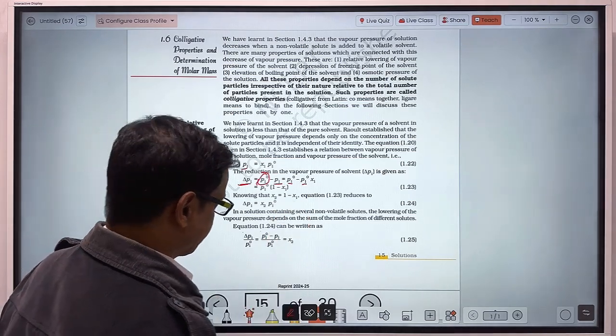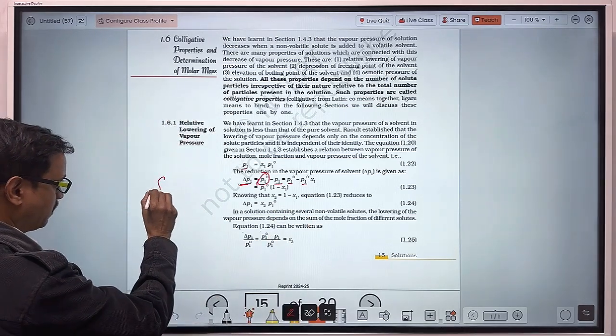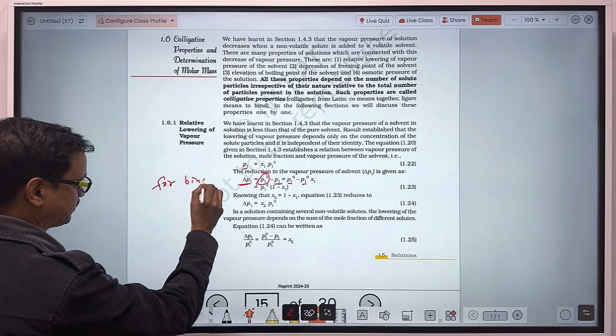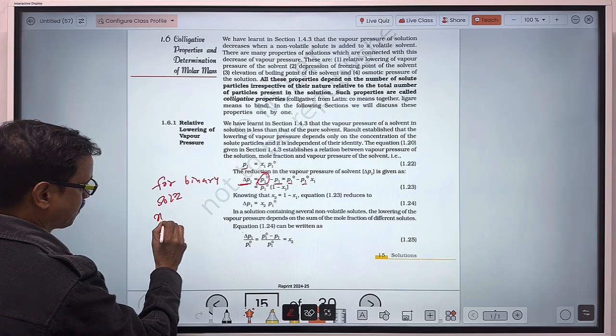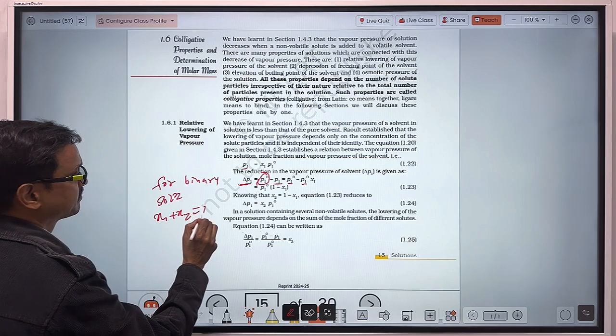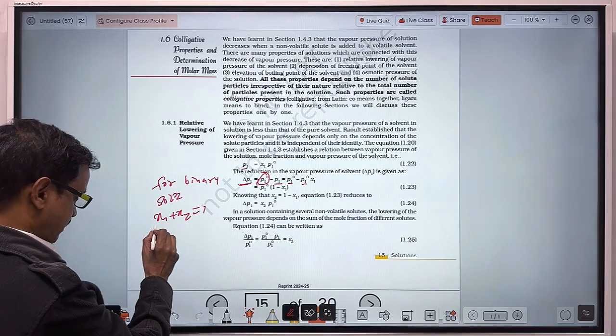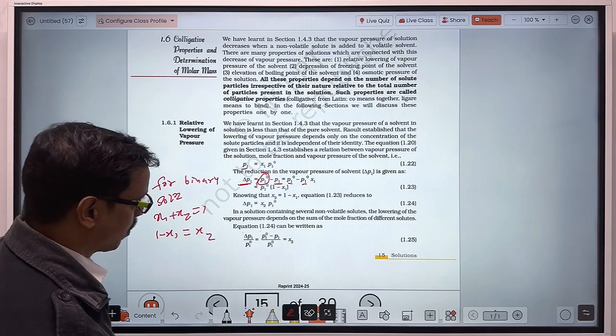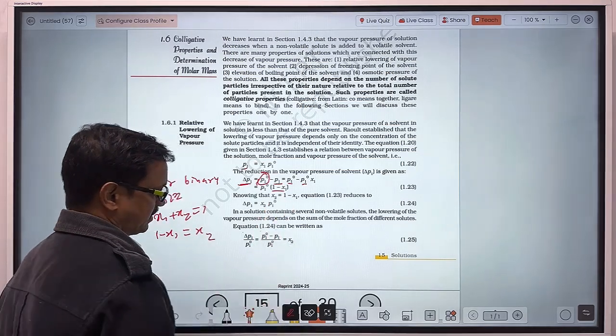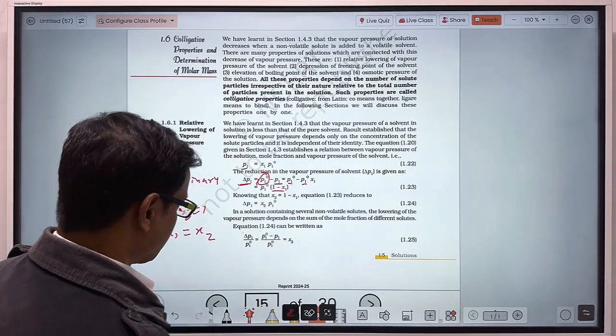And it is a binary solution. As you know, for a binary solution, Chi1 plus Chi2 equals 1. So 1 minus Chi1 equals Chi2. So in place of 1 minus Chi1, it can be written as Chi2.